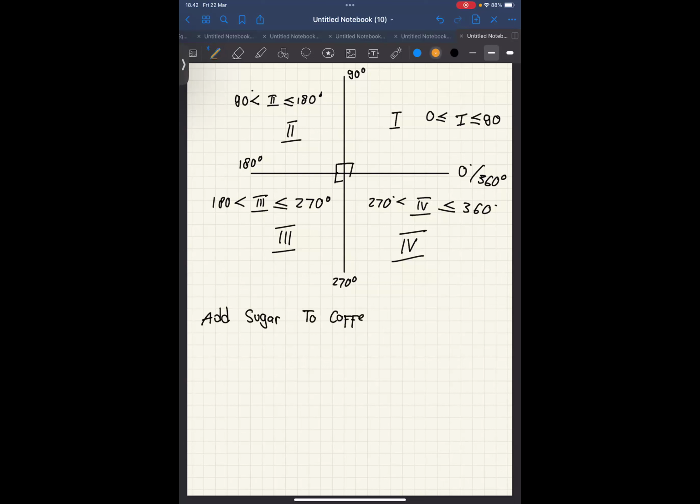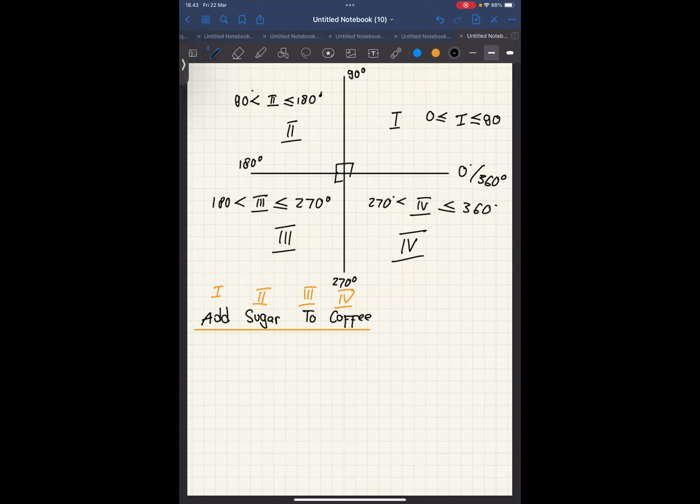This one, you need to remember this one. So, "All Sugar To Coffee." This is the first quadrant, the second one, the third one, and the fourth one. So what is this "All Sugar To Coffee"?